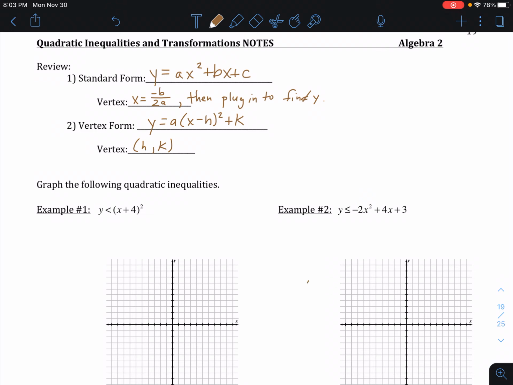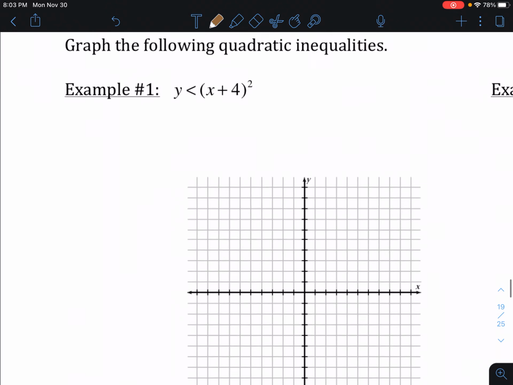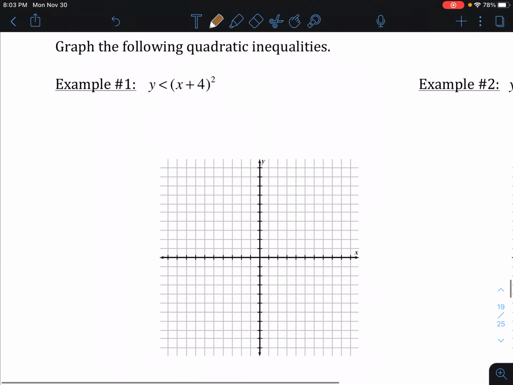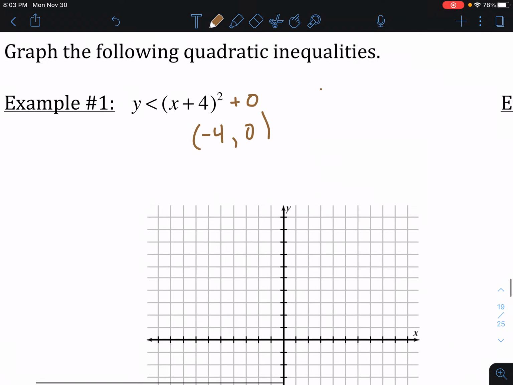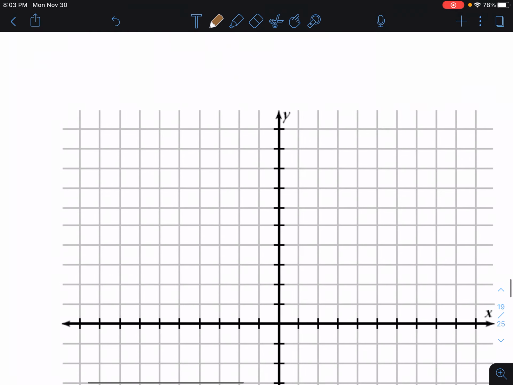Okay, number 1. We're just going to graph these. Now we do have to find a table of values after we find the vertex. So this guy here is in vertex form because I see parentheses. The k is not there, so I'm just going to put 0. So the vertex here is h is -4, k is 0. So I want to go ahead and plot this point, (-4, 0).